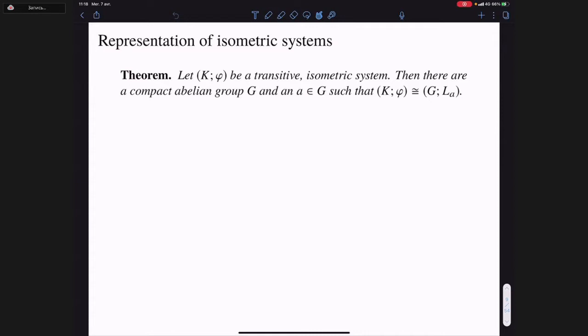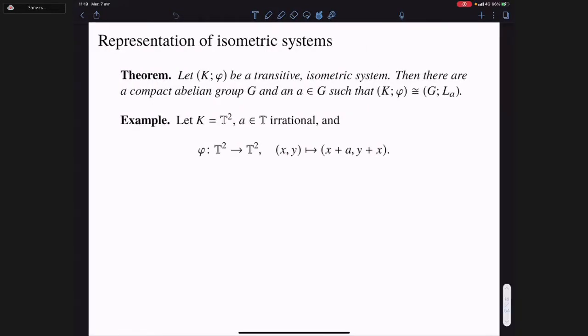Okay. Of course, not every system is going to be of this form. So here we have an example. We look at the two-dimensional torus and we again take some irrational element of the one-dimensional torus, and then we define a map of this torus by saying, we take the first component and there we just do the usual rotation or translation that we already did in the one-dimensional case. But then in the second component, we're going to again perform a rotation, but this rotation is going to depend on the first component. And then one can show that this system is still transitive, but it's no longer isometric.